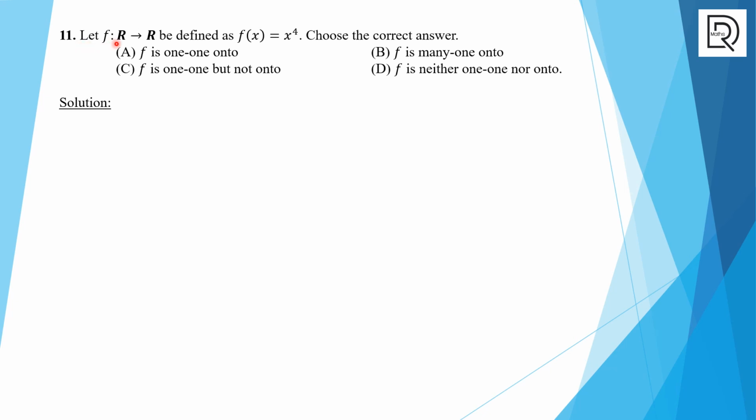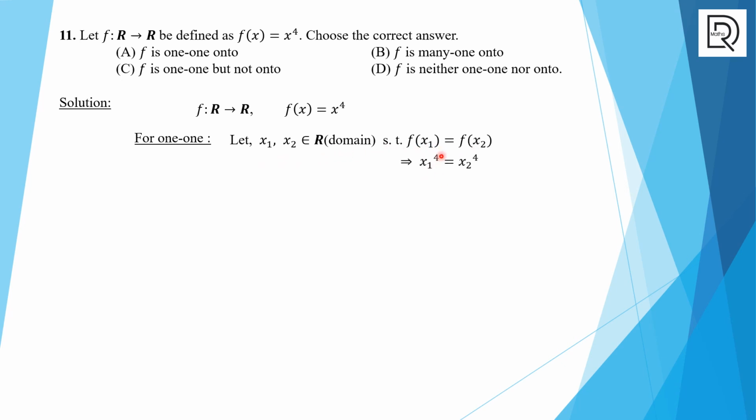Question number 11. Let f from R to R be defined as f(x) = x^4. Choose the correct answer: f is 1-1 onto, f is many-1 onto, f is 1-1 but not onto, f is neither 1-1 nor onto. So basically we need to check whether f is 1-1 or not and whether f is onto or not. This is our given function. For 1-1, let x1, x2 belong to R such that f(x1) = f(x2). So this implies x1^4 = x2^4. So this implies x1 = ±x2, because here the powers of x1 and x2 both are even. So therefore f is not 1-1.